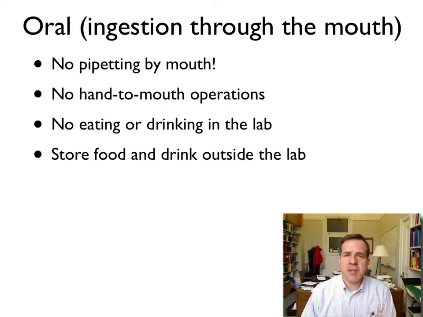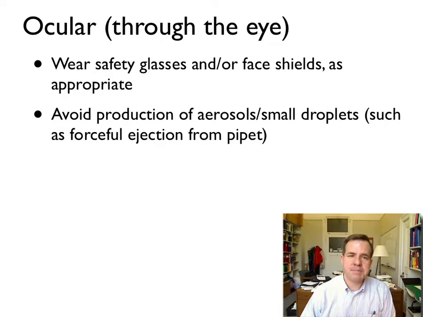The oral route of exposure is ingestion through the mouth. As we've already mentioned, we never pipette by mouth, and there are no hand-to-mouth operations permitted in our lab. Again, no eating or drinking in the lab, and food and drink are stored outside of the lab. Ocular route is exposure through the eye. So if there is a risk of this, then we wear safety glasses or face shields as appropriate.